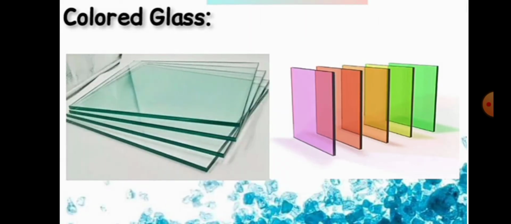Colored glass. Ordinary glass is colorless, but it is possible to produce colored and transparent glass by using different combinations of chemicals in the glass making process. So, while the glass is made, some chemicals are added into the glass to give it a color. And like this, colored glass is made in different colors.